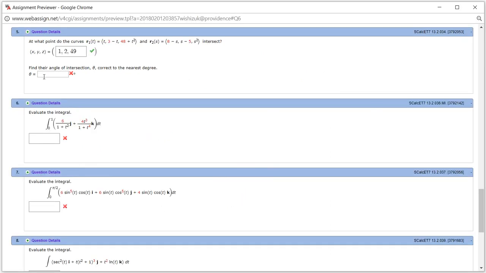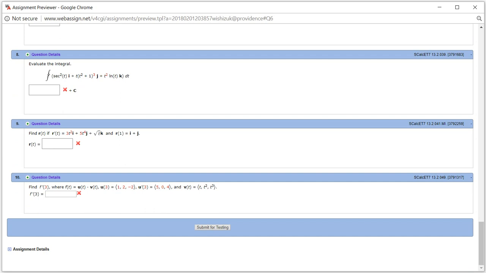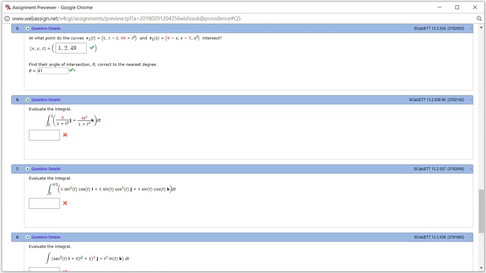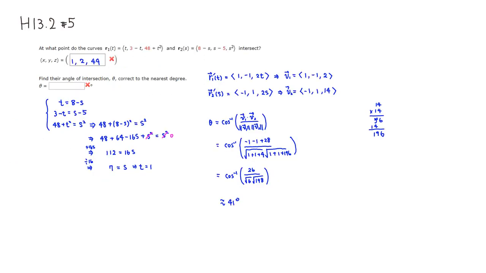So let's check the answer. I'm going to say nearest degree, so it's 41. I'm going to go down and submit for testing. It came back and looks like we got the angle correctly. That's it. I hope that this was clear.